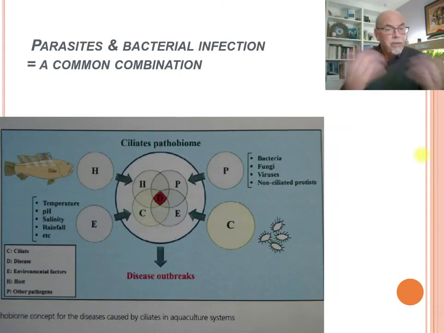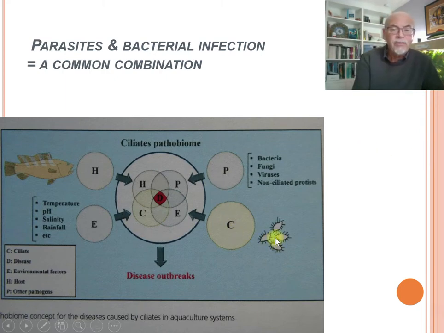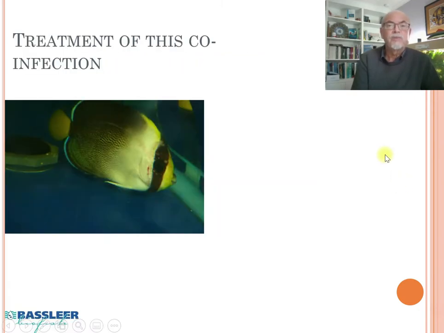And it's a combination, like I explained in the previous case, that there are parasites, there are some environmental factors playing a role, there are some bacteria or other viruses or fungi in the water, and altogether it's a combination that makes the disease an outbreak, and the fish show particular symptoms.